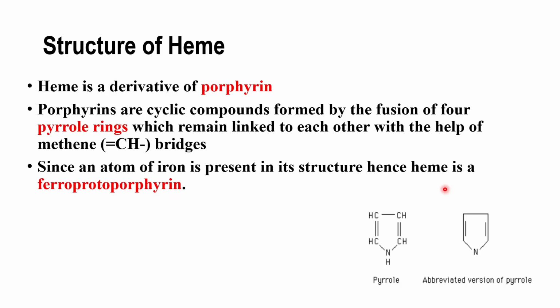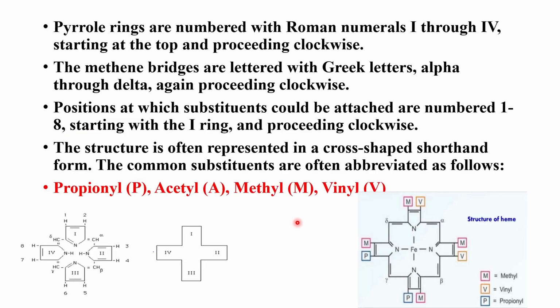So porphyrins are cyclic compounds formed by the fusion of four pyrrole rings which remain linked to each other with the help of methane bridges. So this is a pyrrole ring. Since an atom of iron is present in its structure, hence the heme is a ferroprotoporphyrin.